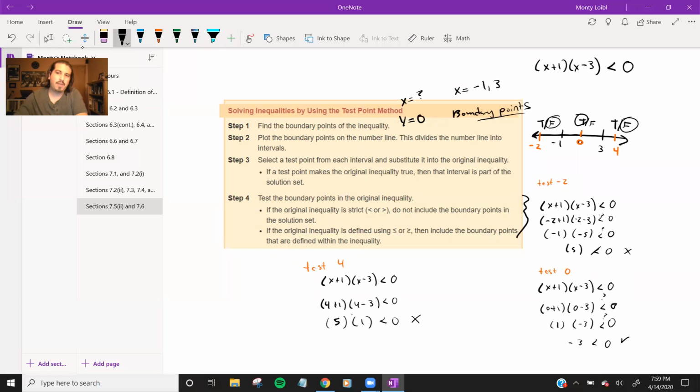So your solution is in between these two. It's true in between these two values, which means in interval notation, you would get (-1, 3). Again, you wouldn't include the endpoints. You don't include -1 and 3 because it's not less than or equal to. So that is why you would exclude those. That would be your answer here. The values of x that make that true are in between -1 and 3.